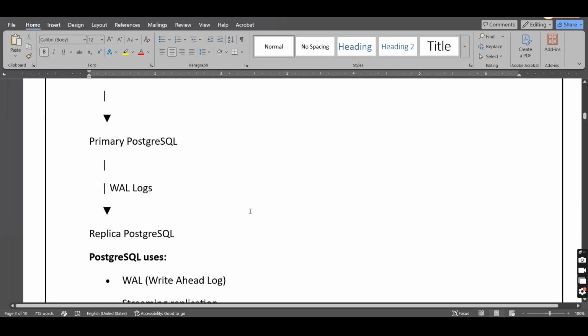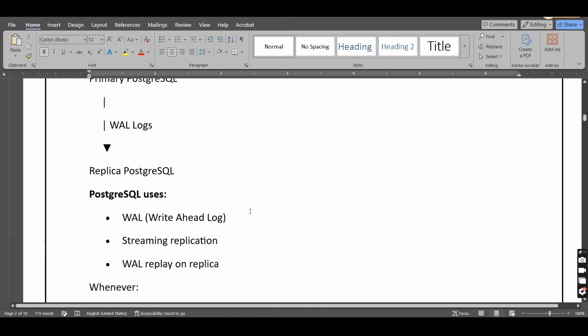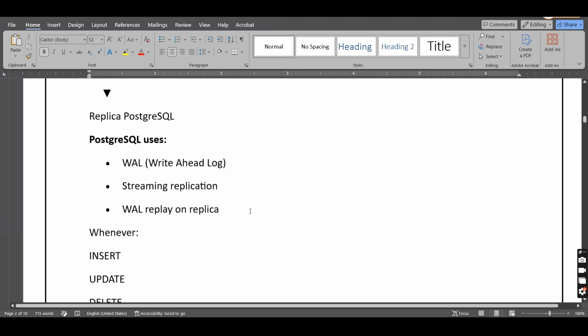Then the primary PostgreSQL will use the WAL log files and send them to your standby instance. The WAL log files are write-ahead logs, used for streaming replication and WAL replay on the replica.